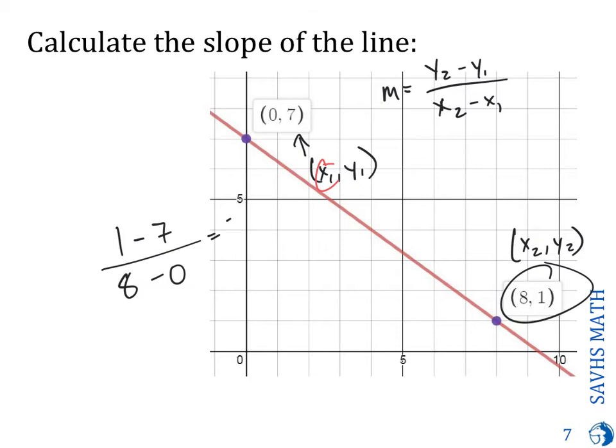1 minus 7 is negative 6. 8 minus 0 is 8. This fraction is my slope. m is negative 6 over 8. Or you could simplify that fraction and write negative 3/4.